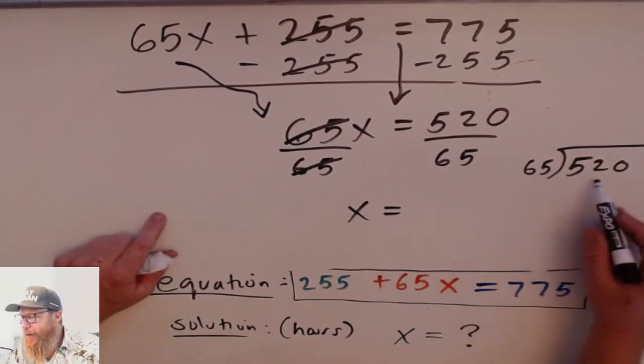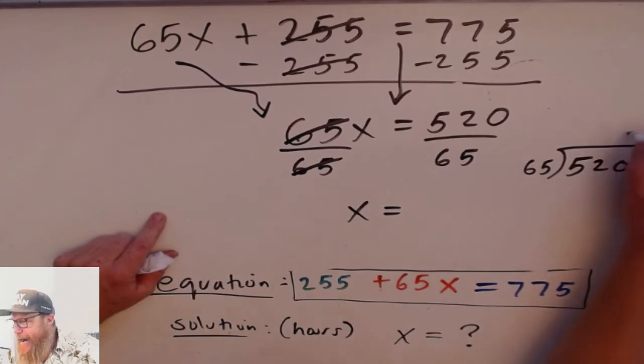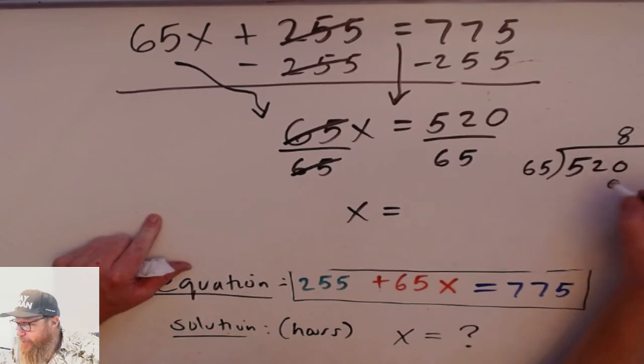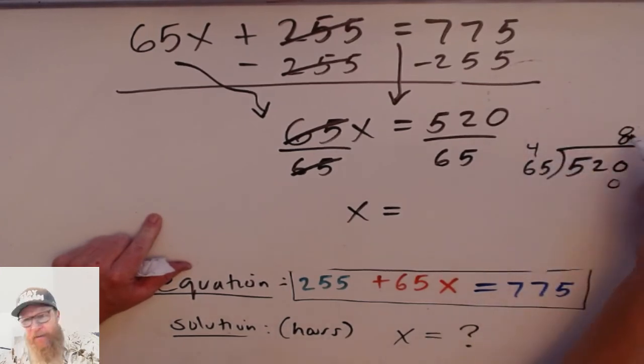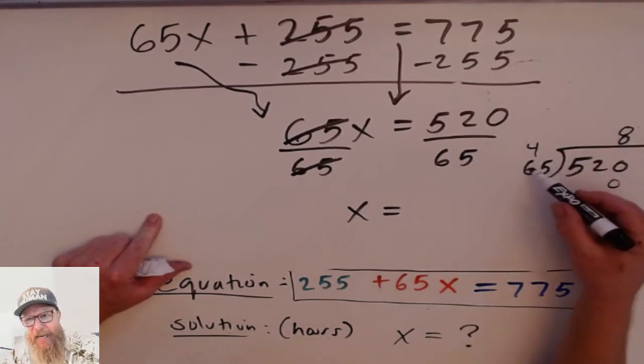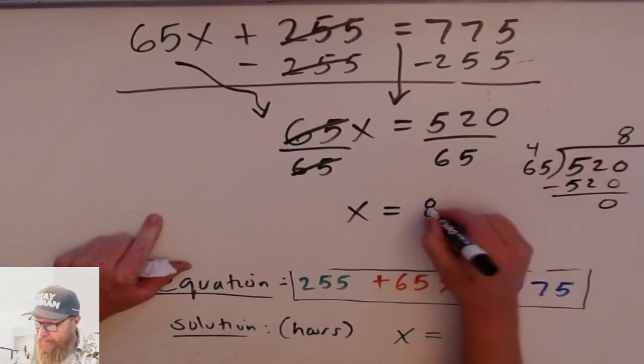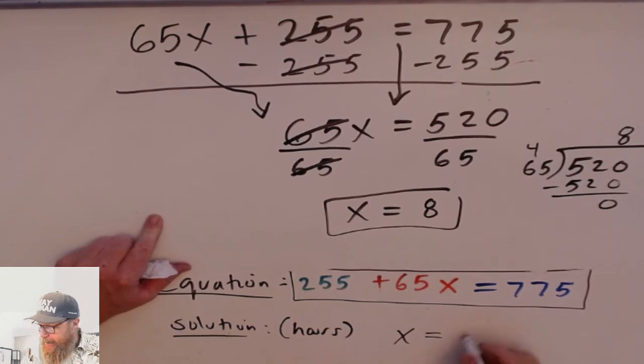Let's see, 65 goes into 520. I'm going to guess 8 times. And really, I'm just guessing. 8 times 5 is 40, carry the 4. It was a good guess. 8 times 6 is 48, plus 4 is 52. Good guess. So the answer is 8 hours.